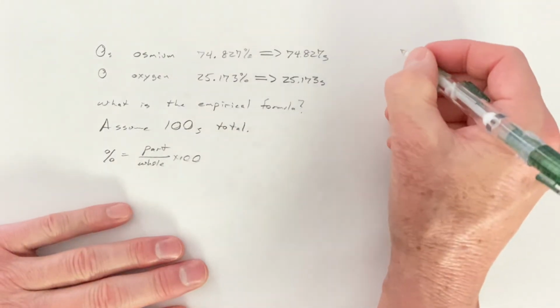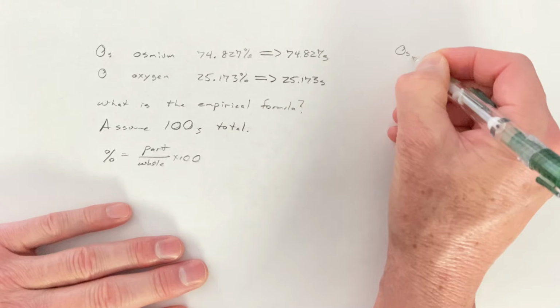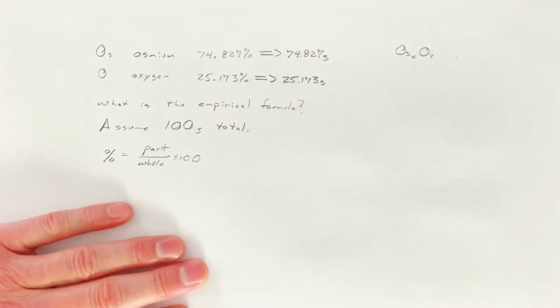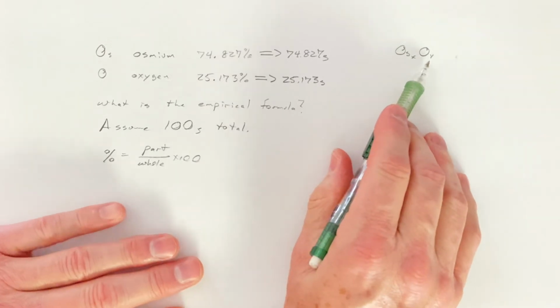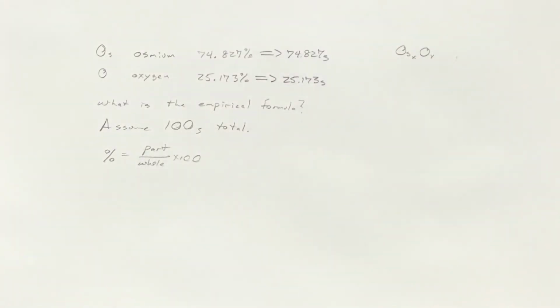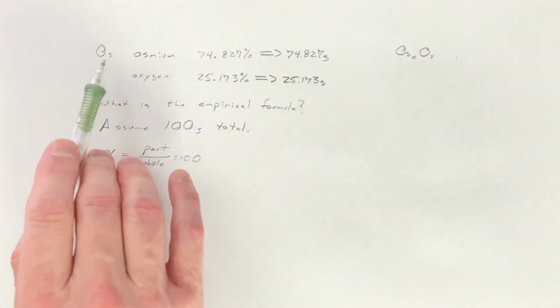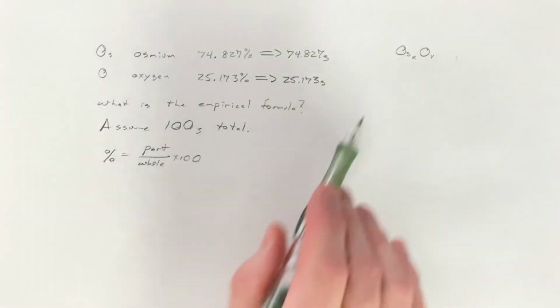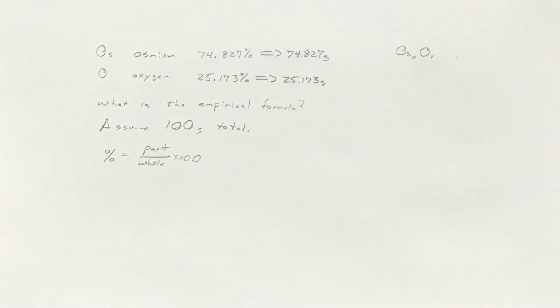Well, we're looking for Os_x O_y. And remember, x and y in our formula represent moles of osmium and moles of oxygen, respectively. Well, we have mass of osmium and we have mass of oxygen. All we need to do is convert these masses to moles and plug them in for x and y.